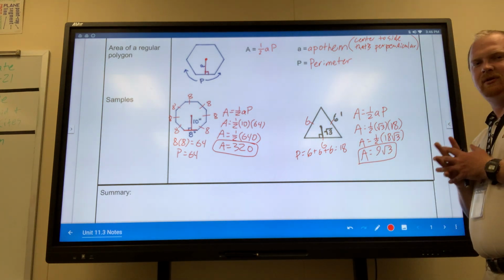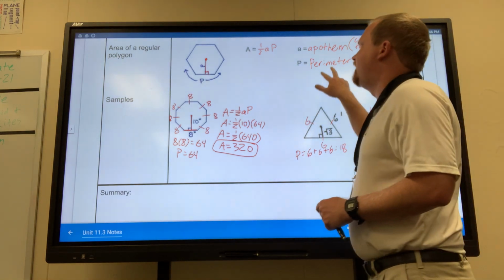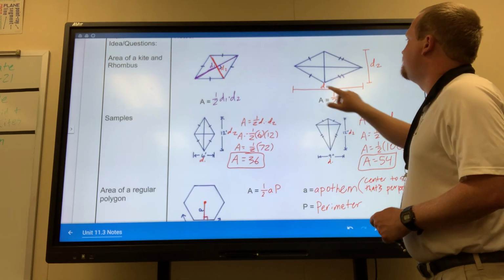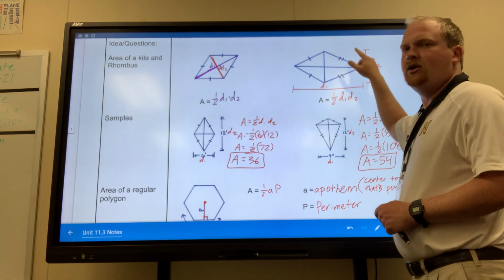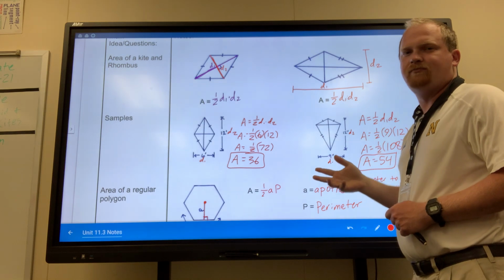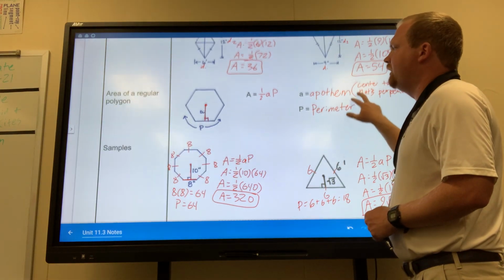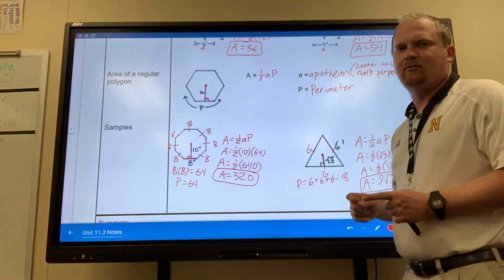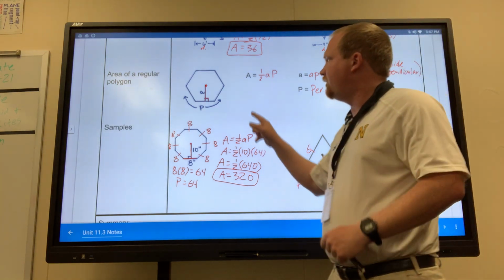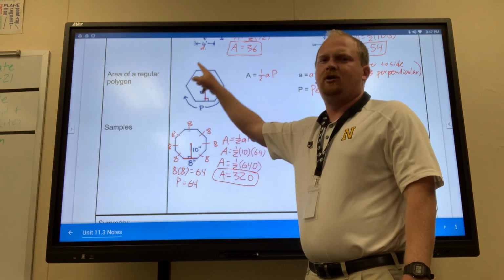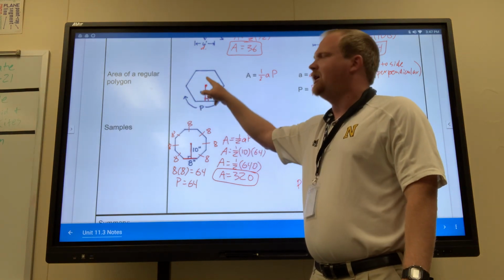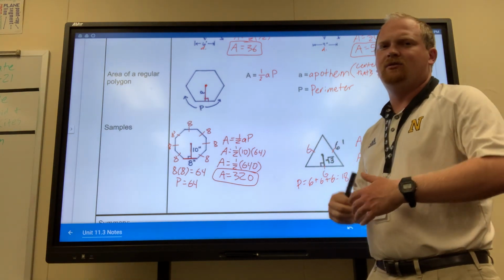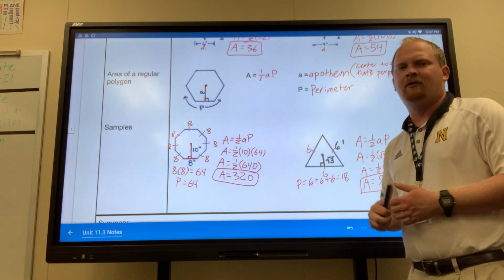So the biggest thing we got to keep in mind is that when it comes to kites and rhombuses, it's the diagonal lines multiplied, then divide by 2. Now for a regular polygon, and again, the big key is that all the lengths are the same. So for a regular polygon, we got to find our perimeter, know what the apothem is, multiply them, then divide by 2. And that will give us the area of a regular polygon.